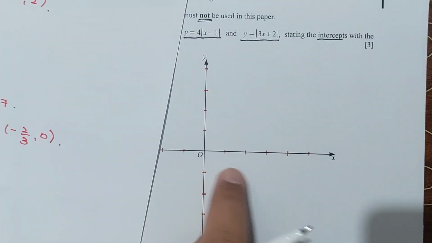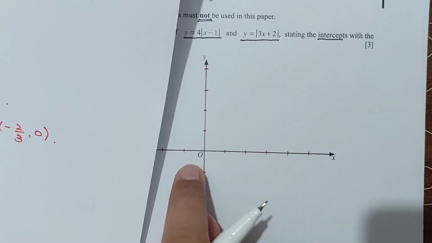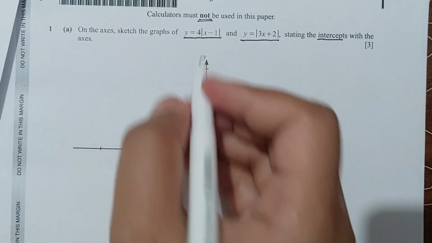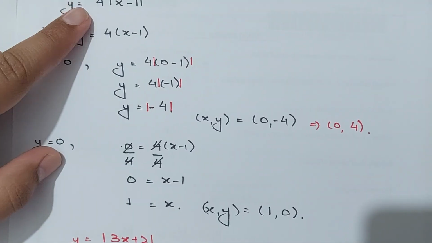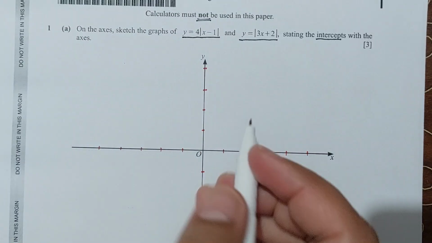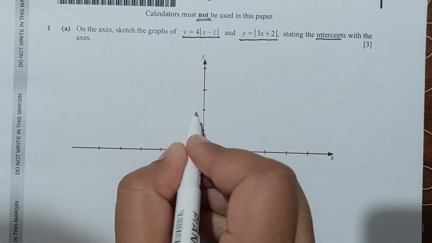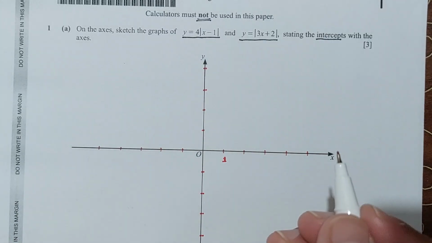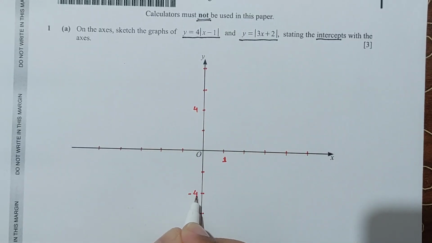The x-intercepts are 1 and minus 2 by 3. Okay, let me solve the first one. As you can see, for this function, the x-intercept is 1 and the y-intercept is 4. Let's say this is 4 and this is negative 4.